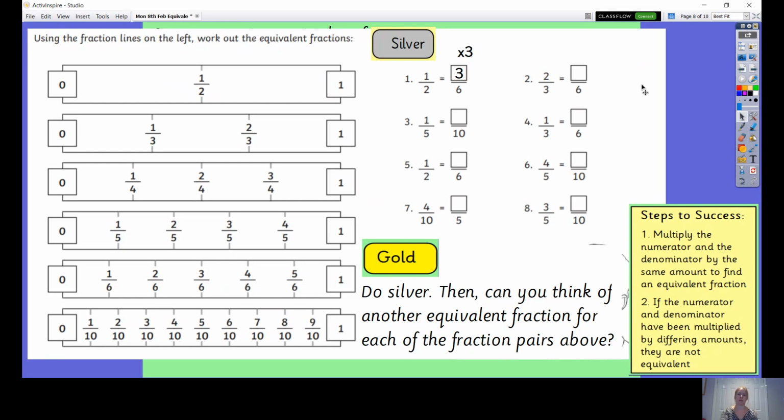Okay, you can multiply that by any number you like as long as you do the same to the top as you do to the bottom.